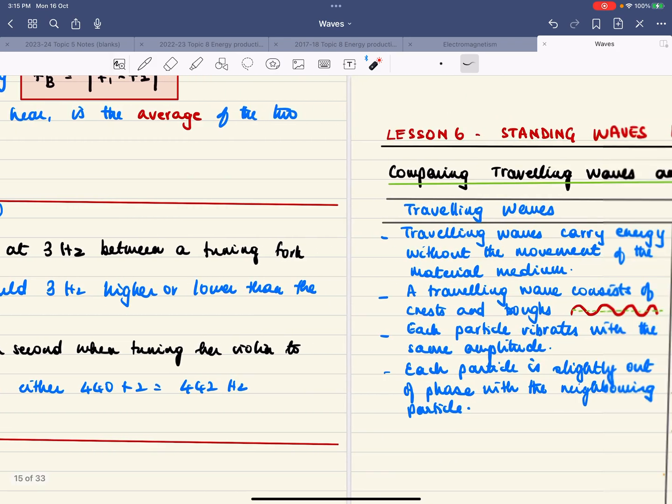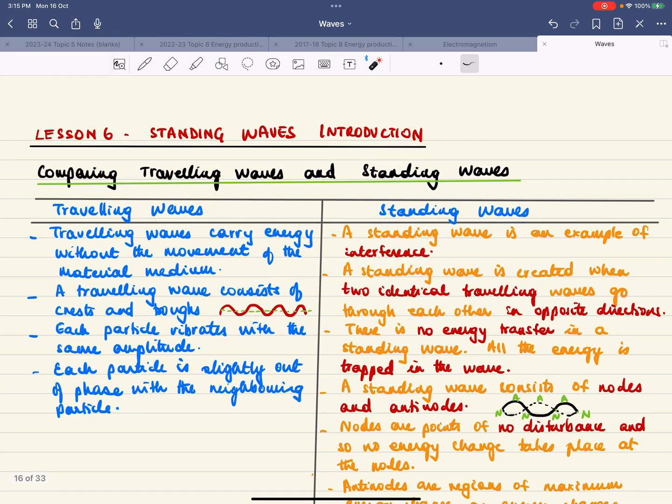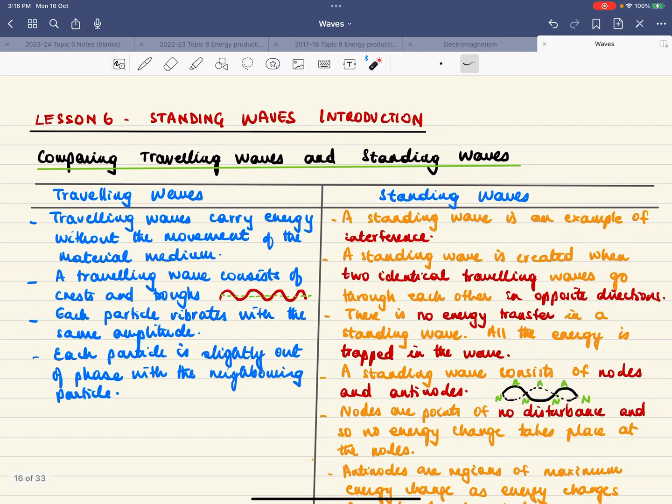Okay, moving on to compare standing waves and traveling waves. So traveling waves, they actually carry energy without the movement of the material medium, and it consists of crests and troughs. Each particle vibrates eventually with the same amplitude, and each particle is slightly out of phase with the neighboring particle. As opposed to that, a standing wave is an example of interference.